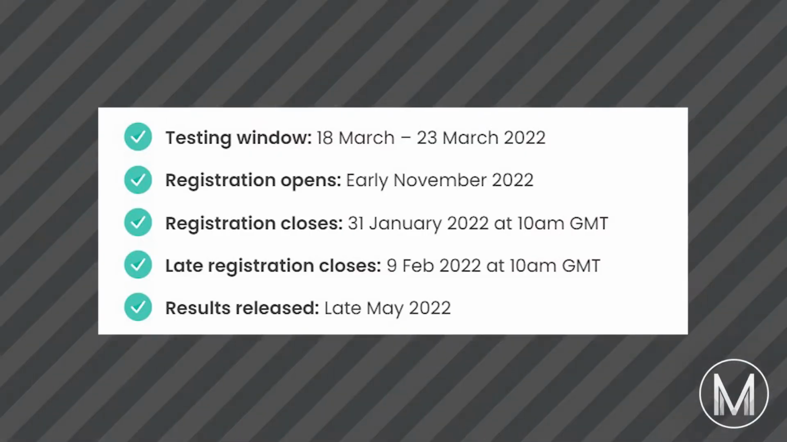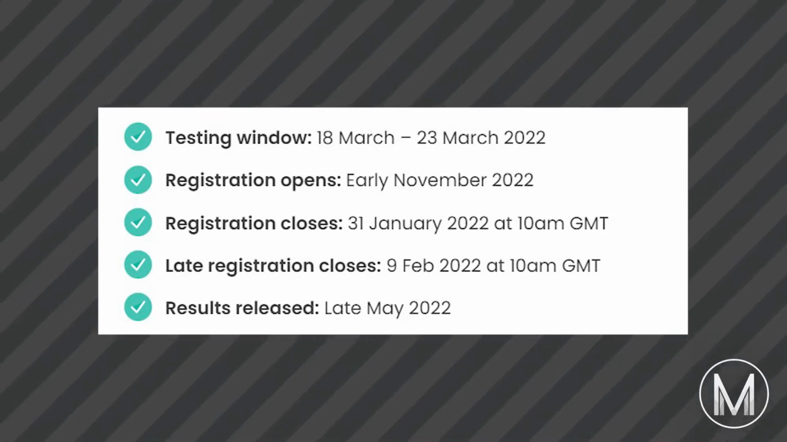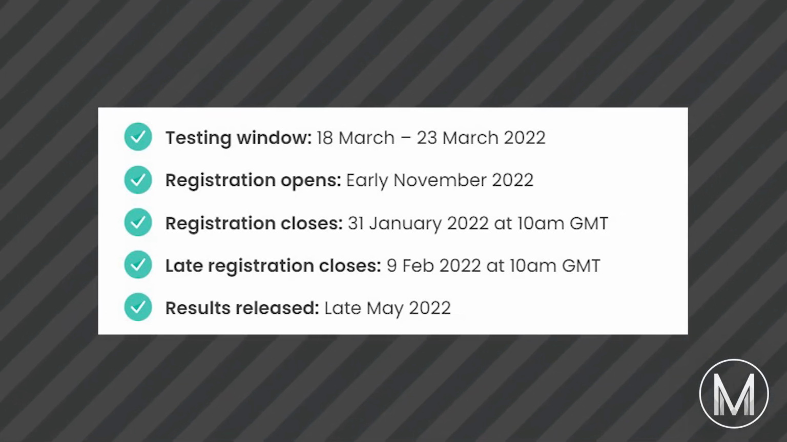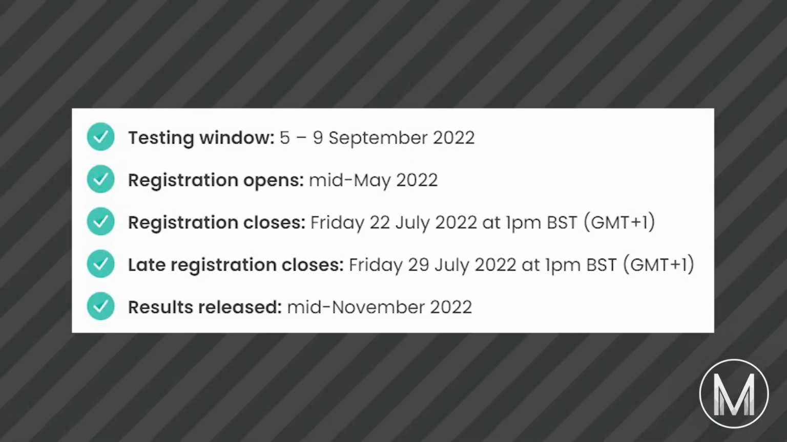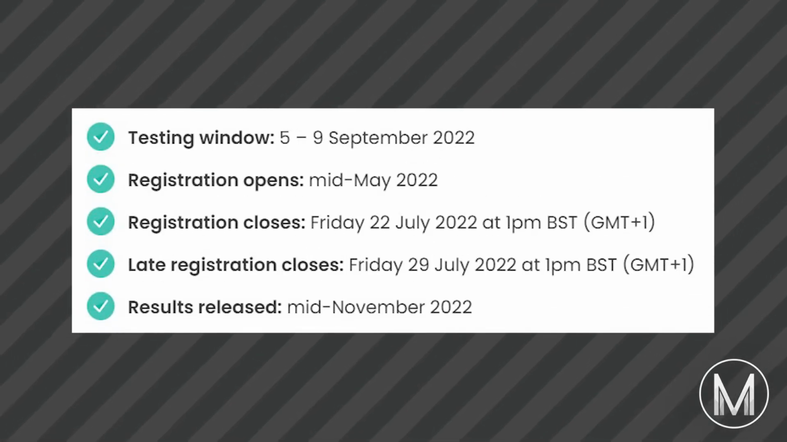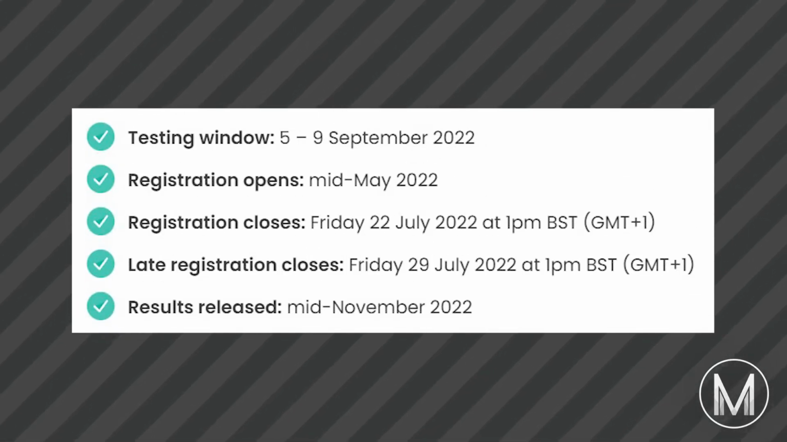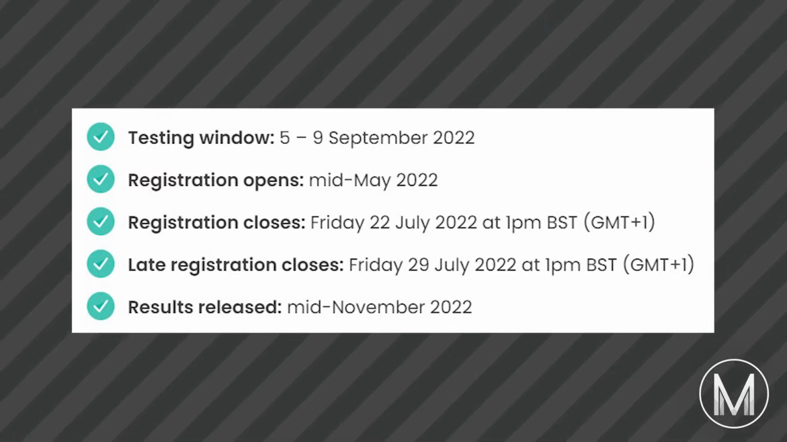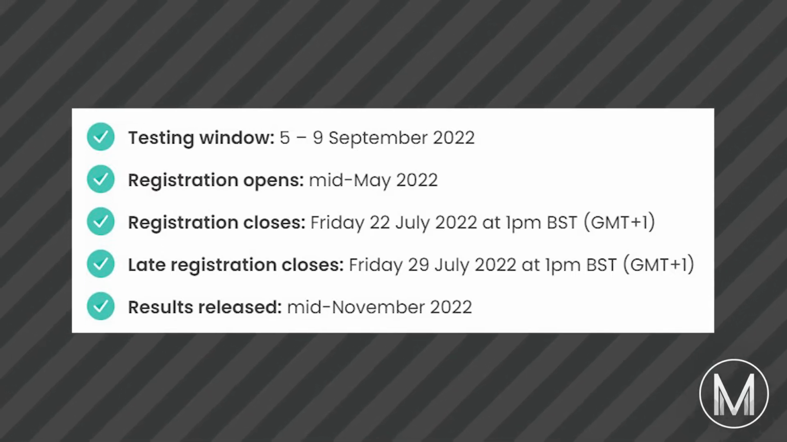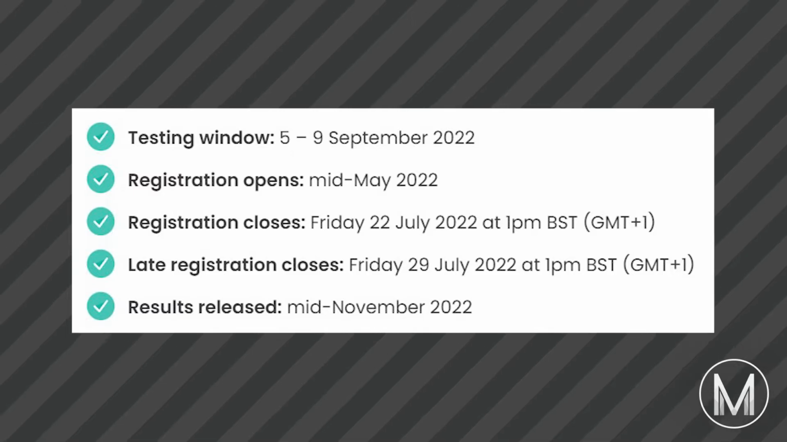For the September 2022 GAMSAT testing period, the registration officially opens in mid-May and closes on Friday the 22nd of July, 1 PM British Summer Time. The testing window is then between the 5th and the 9th of September, and the results are released in mid-November. If you missed the July deadline for registration, you can still register until the late registration date on Friday the 29th of July, but you will need to pay an additional £60 late registration fee for that.